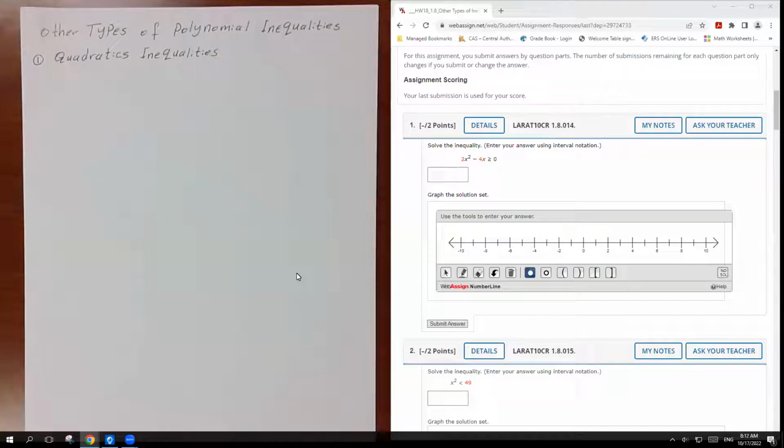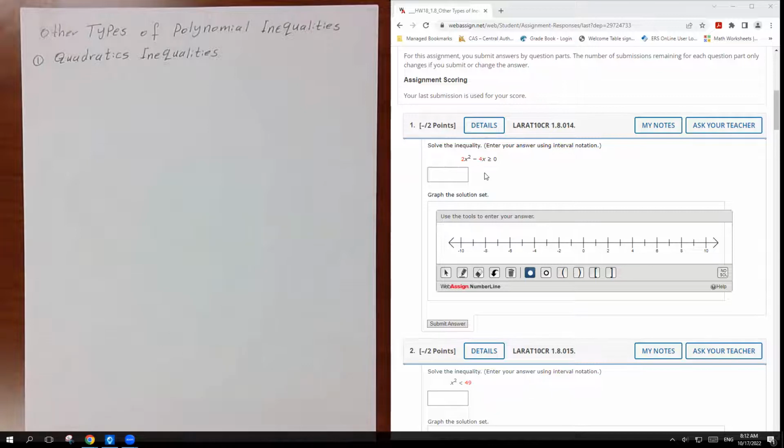So section 1.8, other types of polynomial inequalities. The first inequalities are going to be the quadratic inequalities, or polynomials with degree 2. I'm going to show you how to solve this problem, and then you're going to do exactly the same thing with the others, because we need to find the solution. And the solution to inequalities is always going to be in interval notation.